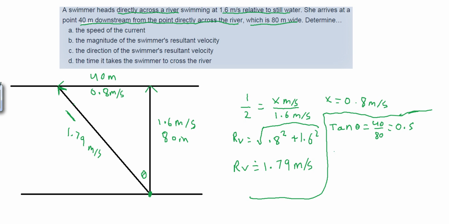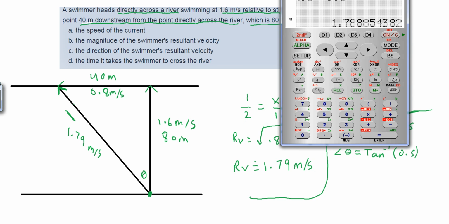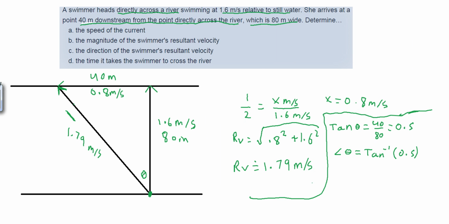Now I'm going to multiply both sides by the tan inverse, which gives me angle theta equals tan inverse 0.5. Let's pull up the calculator now. Tan inverse of 0.5 equals approximately 26.57 degrees.